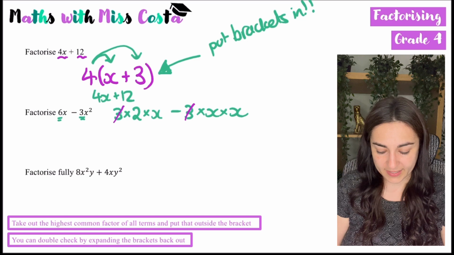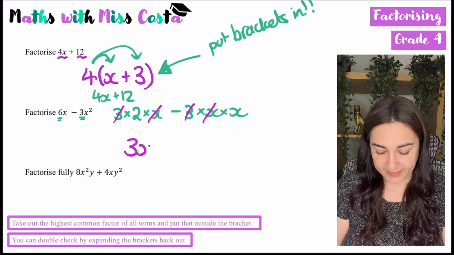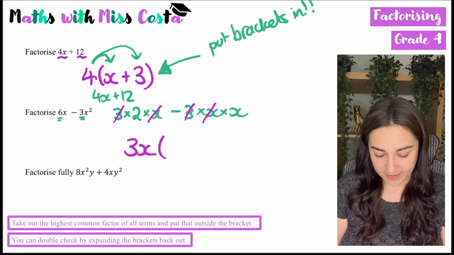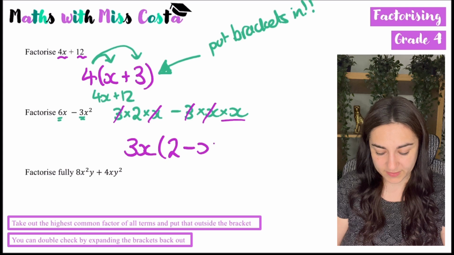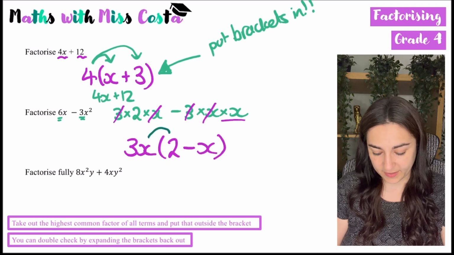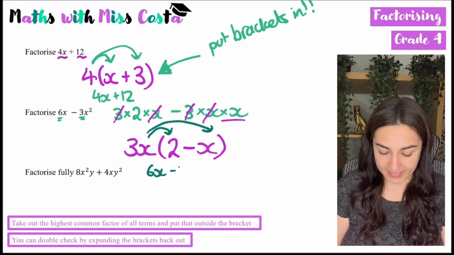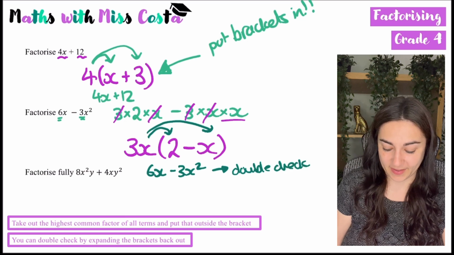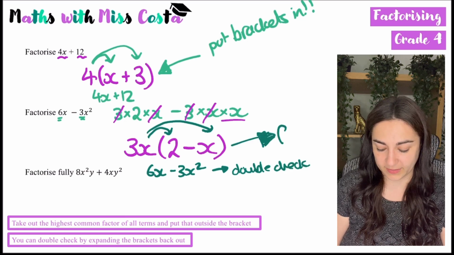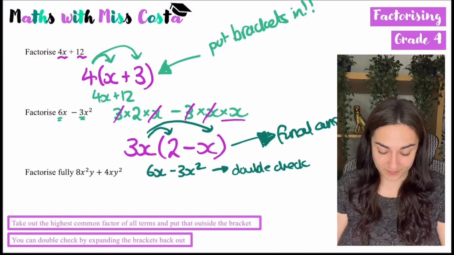So I know that 3 is the largest numerical factor, and then I've also got an x in common, so I can pull out 3x. And then what am I left with? Well, over here I'm left with 2, and then over here I'm just left with x. You can double check it. 3x times 2 is 6x, and 3x times minus x is minus 3x squared. If you are doing a double check, you might just want to write that you are double checking so that the examiner knows that this is not your final answer. I'm just showing that you can double check it just so that you feel safe in the exam.